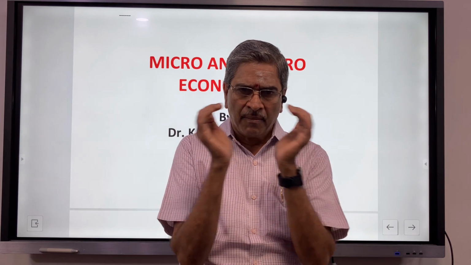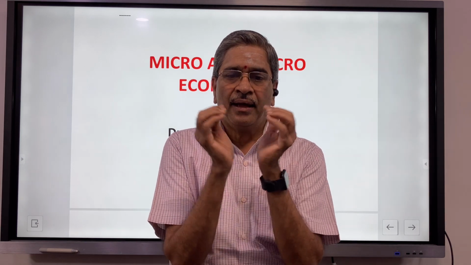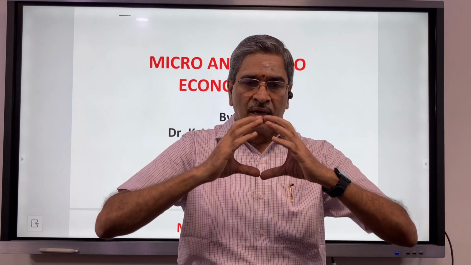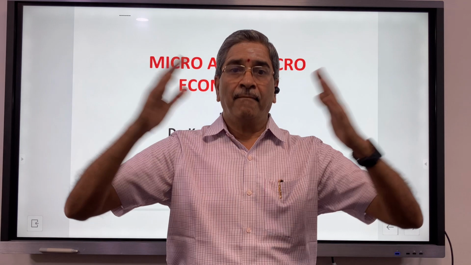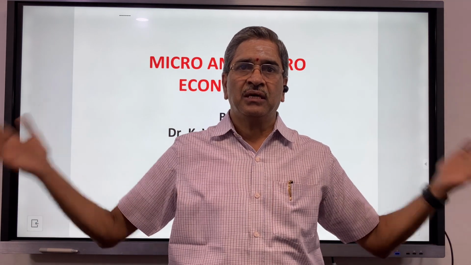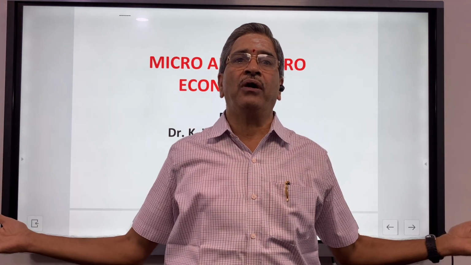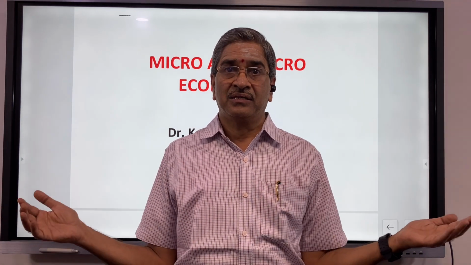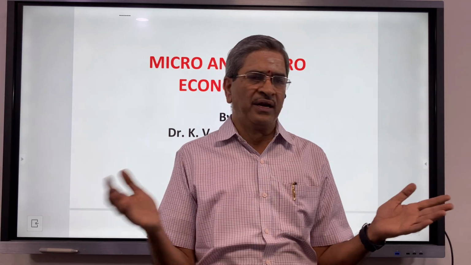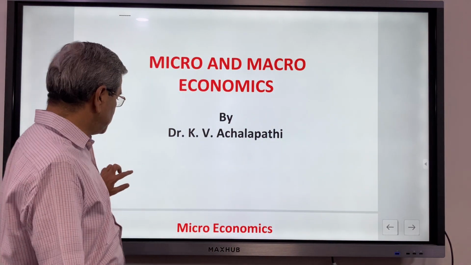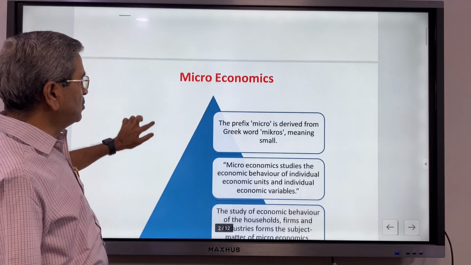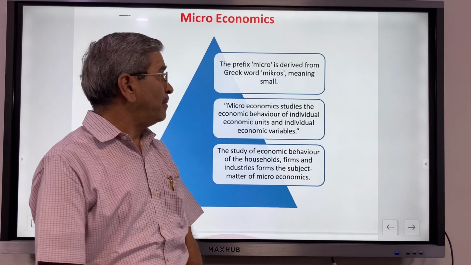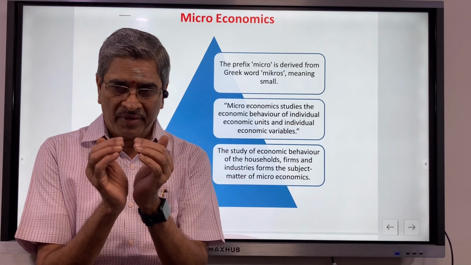As the name suggests, micro is a minute, small, unit level study of economics. Macro, as the name suggests, the scope is extended beyond one unit. It is extended to a nation, to a state level. So that is the broad difference. Let us look at the difference between these two. Microeconomics is derived from the Greek word mikros, meaning small. It is a small unit.